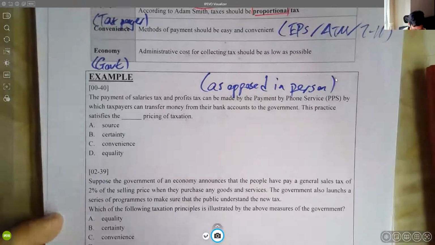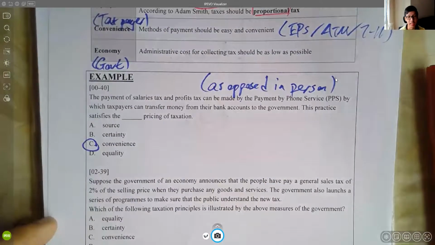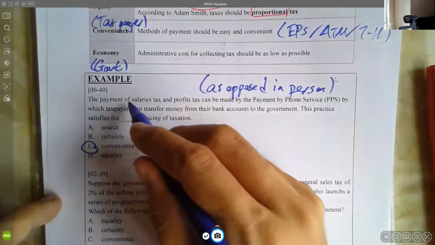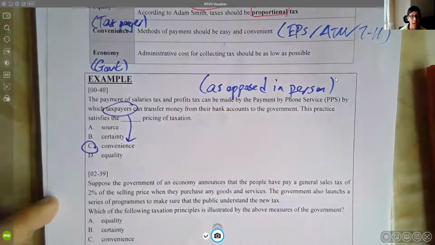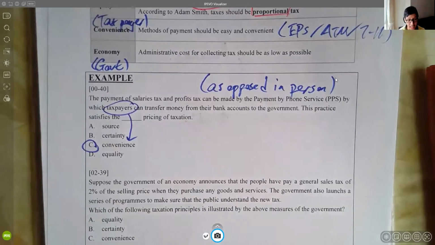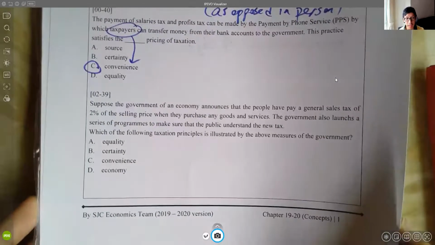So this is in line with convenience, because right now we are talking about the taxpayer. The payer, that is convenience. We're talking about convenience here. All right, not too difficult. Now next one.